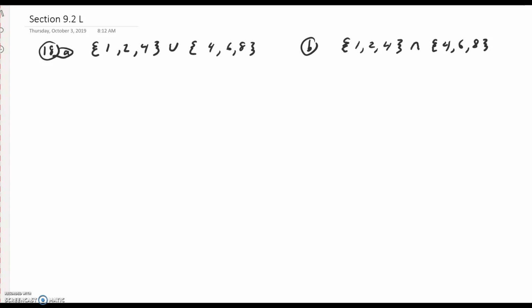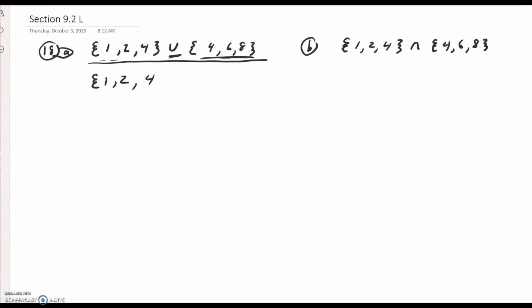First example I'd like to give you from 9.2 is a little bit like problem 18. This is problem 18. It asks us to find the union of these two sets. The union of two sets is a set that contains every element that's in either one, but you don't double count things. So for instance, 1 is in here in the first set, 2 is in here, and 4 is in here. So the union has to have 1, 2, and 4, but it also has to have these.